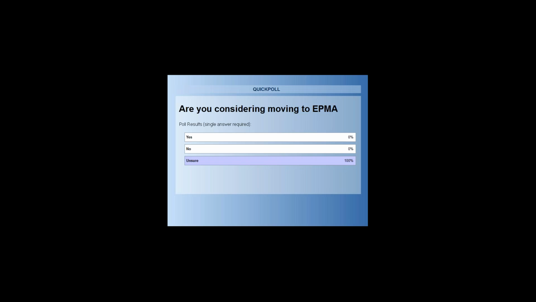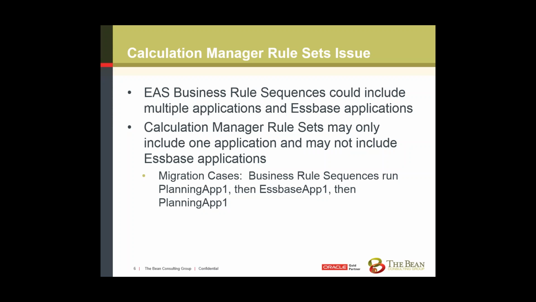Great, thank you. Excellent, well that's great, and hopefully we can provide a little information to help people make a decision about whether they want to make the move to EPMA and Calculation Manager. So the first issue we ran into, as I mentioned, EAS Business Rules, and for those who recall old planning applications, prior to Calc Manager, Business Rules were managed through the Essbase administration console, and you could manage your business rules there and write your business rules to particular planning applications and that sort of thing.